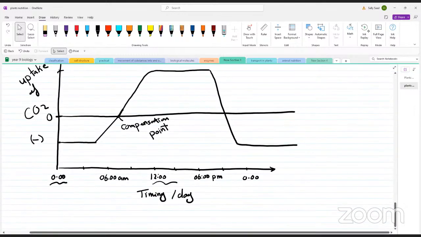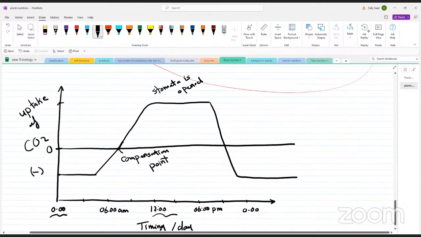Okay, yeah. So here I wrote the timing during the day: midnight, 6 a.m., 12, 6 p.m., again, and midnight. So during the daytime, I would like to see the relationship between the daytime and light intensity, and uptake of carbon dioxide. When the plant needs to take carbon dioxide from the surrounding, if the rate of photosynthesis is higher than the rate of respiration. You got it?